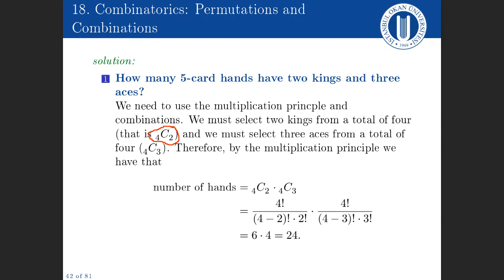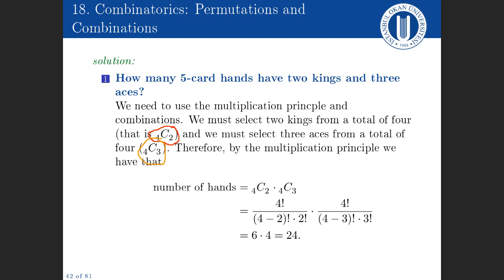And then we need to get three aces. In total, in the pack of cards, there's four aces. We're going to be choosing three aces from a total of four. How many different ways are there of choosing three from four? 4C3.